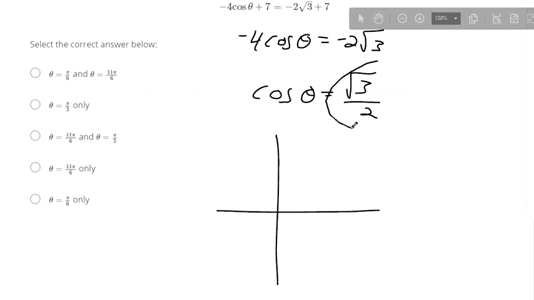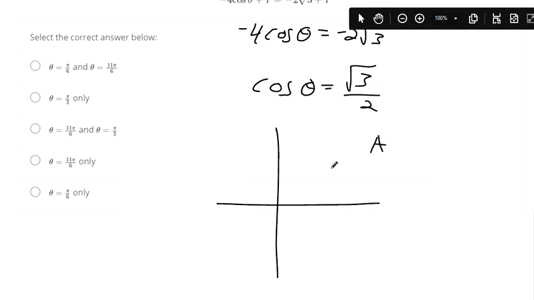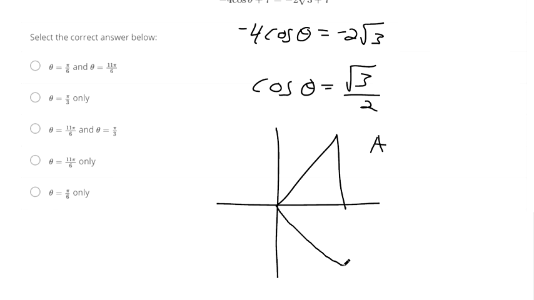So think about, it's a positive square root of 3 over 2. So think about where cosine is positive. They're all positive in the first quadrant, and cosine is positive in the last quadrant, the fourth quadrant. So that's where our triangles need to be drawn. And cosine needs to have the adjacent over the hypotenuse be square root of 3 over 2.